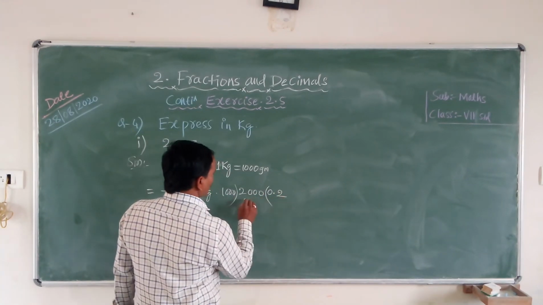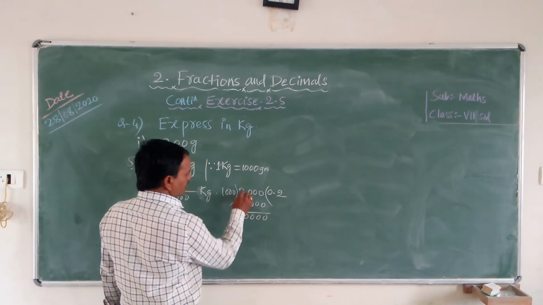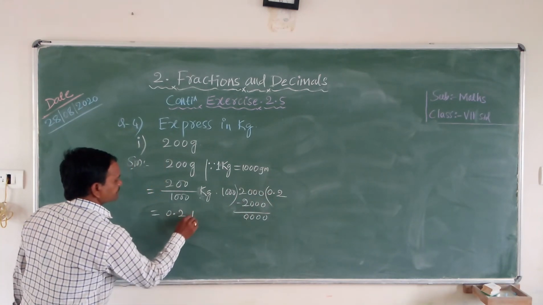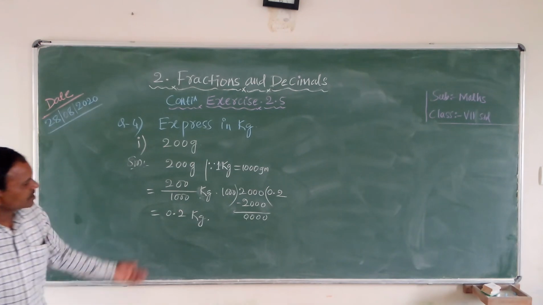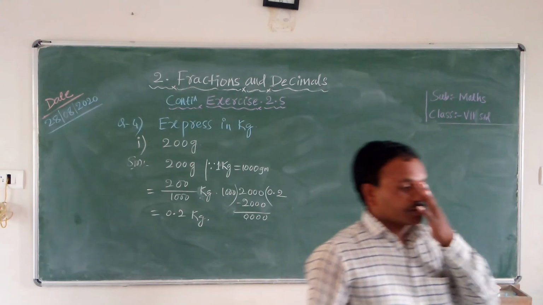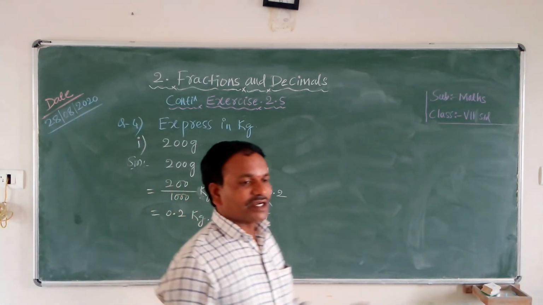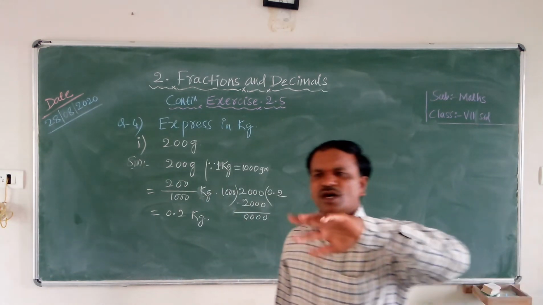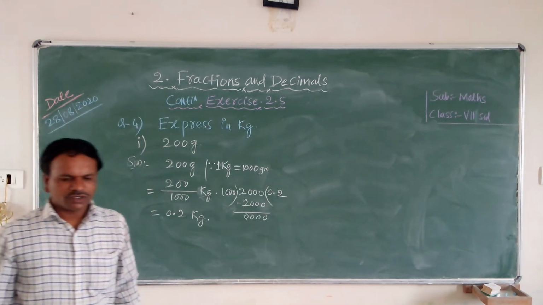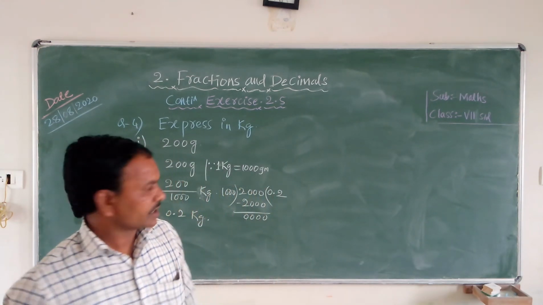1000 2s are 2000. Then minus: 2 minus 2 is 0, 0 0 0. What is it? 0.2 kg. Here also we are taking decimals. So like this we have to bring the problems, my dear students. Kg means what? Gram to kg, meter to kilometer, like this we have to convert, and also they become decimal points. Are you understood? Okay.